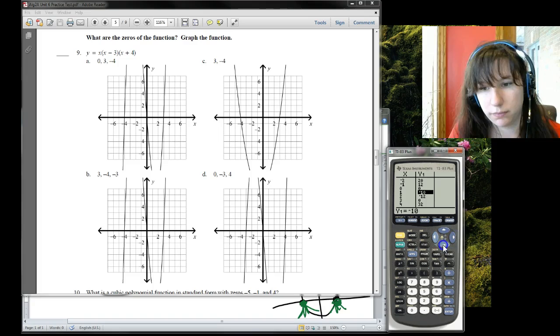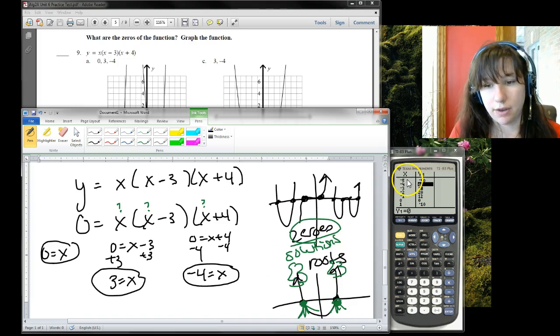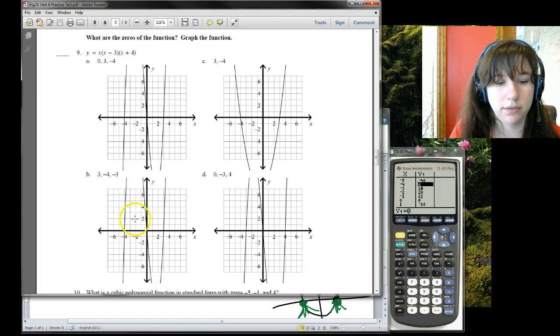So 0, 0, 3, 0, and where's the other one? Right here, negative 4, 0. So you can do it by hand. Go ahead and enter it in the graph, whatever way is easiest for you.